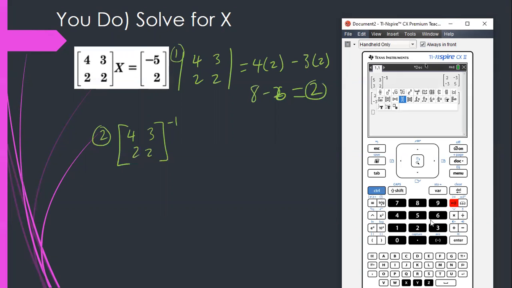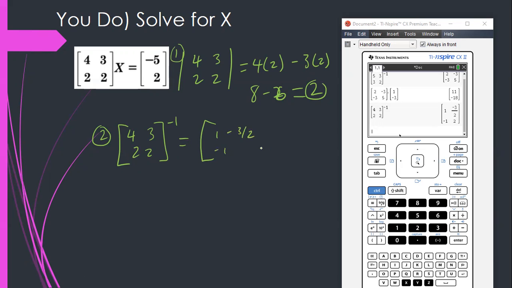So in the calculator, I'm finding the inverse. If you feel like you want to, remember we also learned how to find the inverse algebraically. If that's where your heart tells you to go, then go there. So I put in to find the inverse, and I end up with my inverse equaling 1, -3/2, -1, and 2. Step 3 is to multiply the inverse times the constants over here.